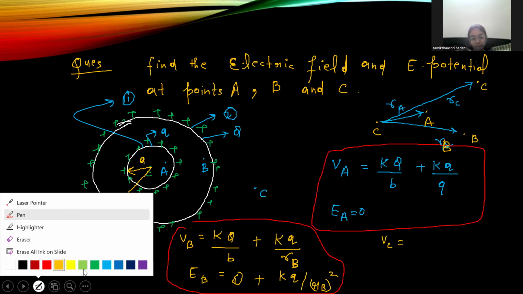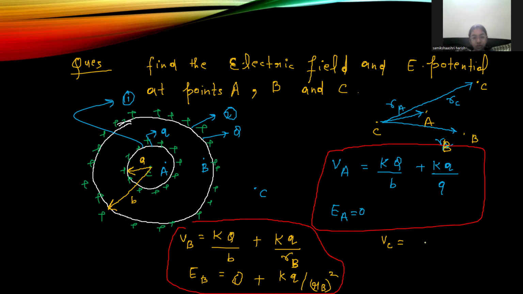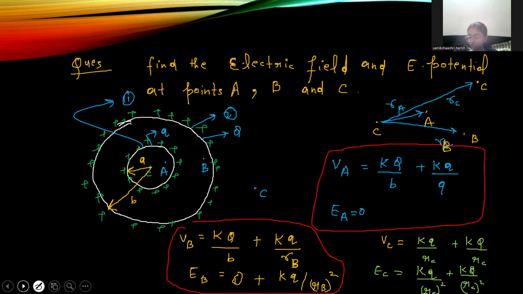Now if I ask about outer point C, what is the potential at C? C is outside the inner sphere and outside the outer sphere. So it will be KQ by RC plus Kq by RC. At C, the electric field will be KQ by RC square plus Kq by R square. Any doubt? Clear?